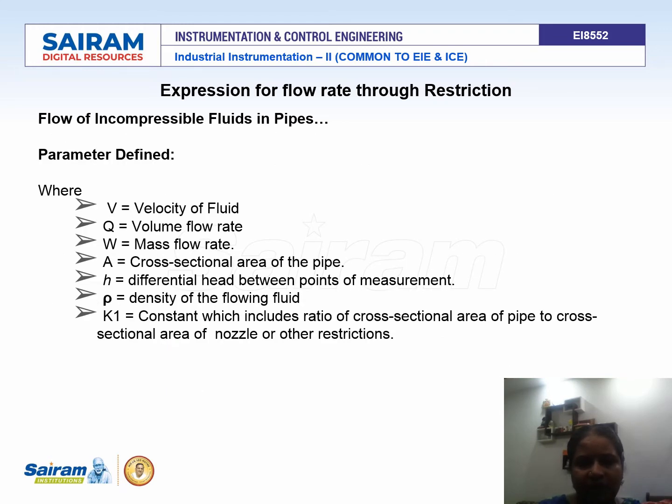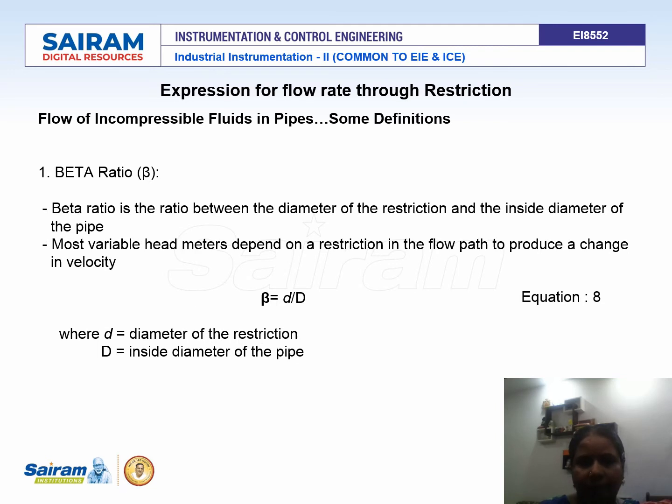Then we have to define various parameters, where V equals the velocity of the fluid, Q is the volume flow rate, W is the mass flow rate, A is the cross-sectional area of the pipe, H is the differential head between the points of measurement, rho is the density of the flowing fluid, and K1 is a constant, which includes the ratio of the cross-sectional area of the pipe to the cross-sectional area of the nozzle or other restriction, which will be a primary sensing element.